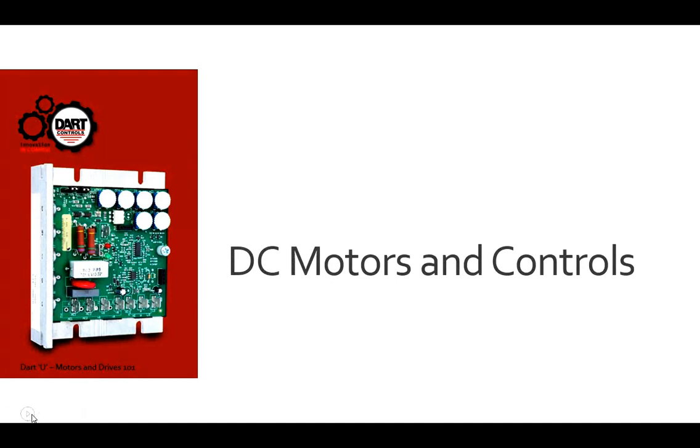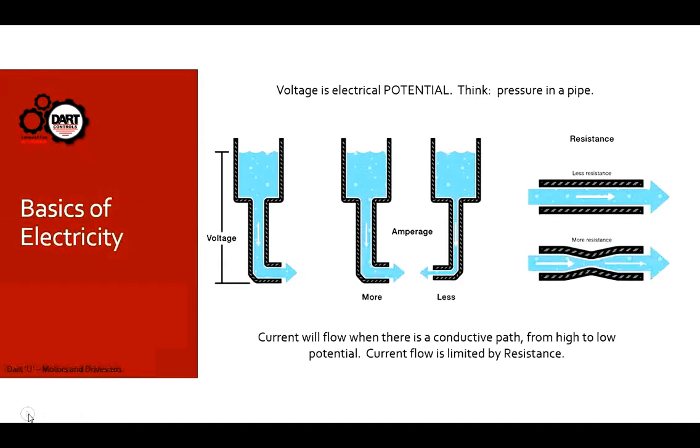So first we're going to talk about DC motors and controls. One of the things we want to do is establish a baseline understanding of electricity. The three things that we concern ourselves with are, first, something called voltage. So voltage really is the potential.